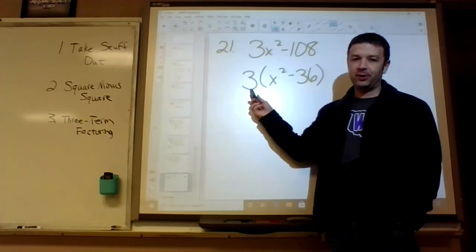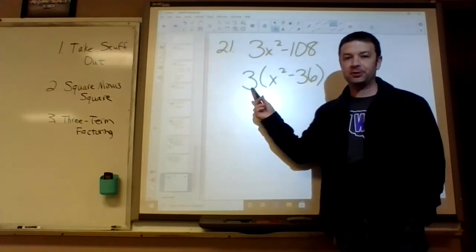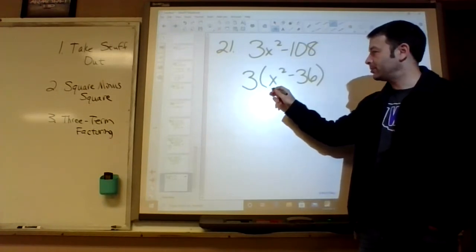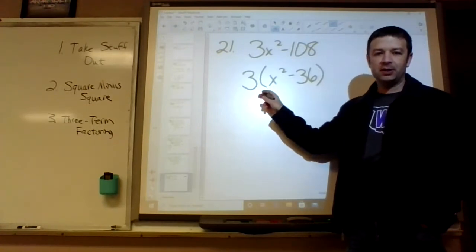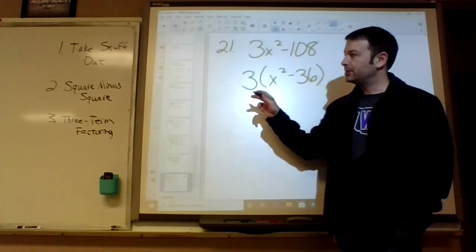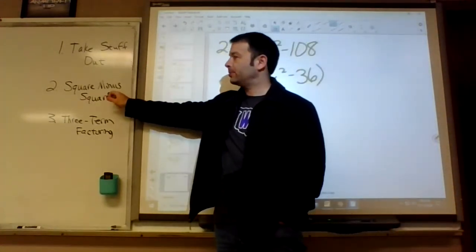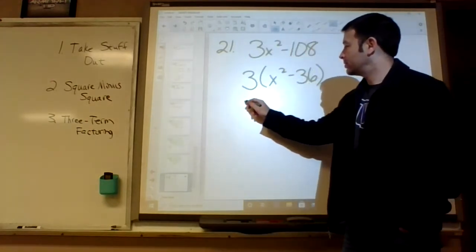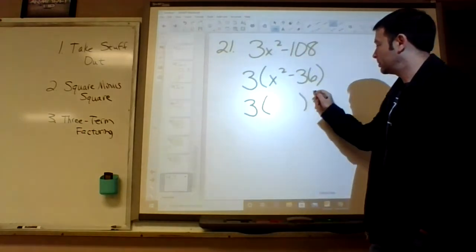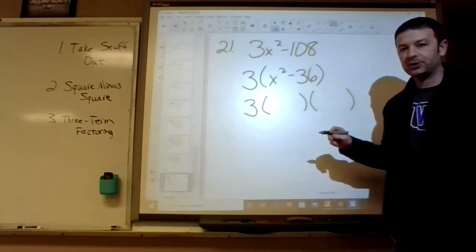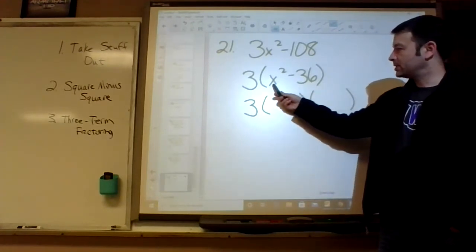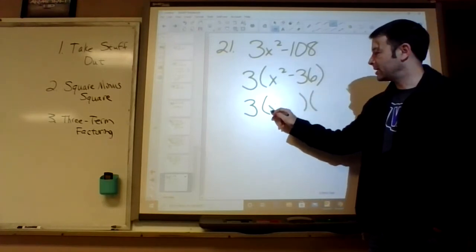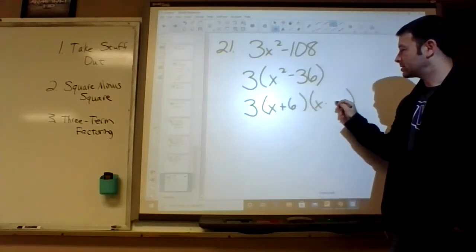Okay, don't throw that 3 away. You got to keep it or else it'll change the value. Okay, after I take 3 out, you might notice that what's left in parentheses here is a square minus a square. So after I took something out, the leftover can factor again, square minus the square. So I'm going to keep the 3 there, 2 sets of parentheses. What are the roots? X and 6. So it's x plus 6, x minus 6.